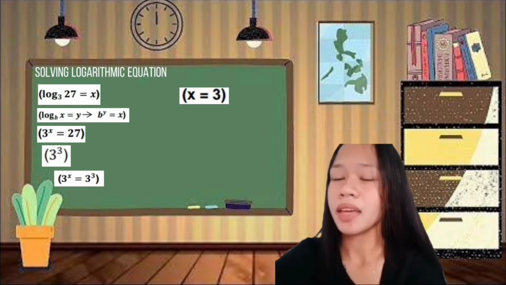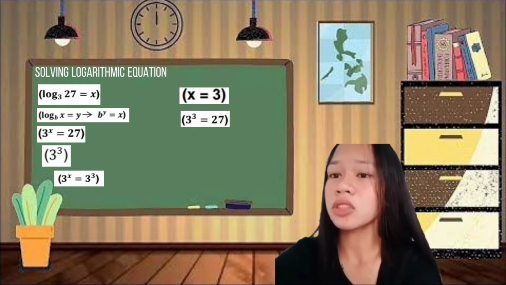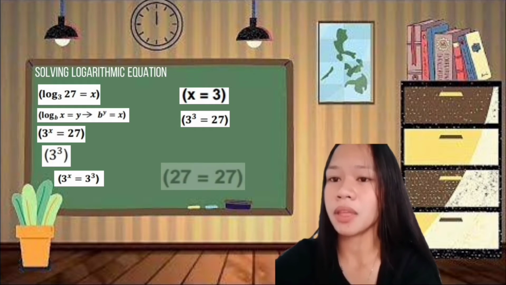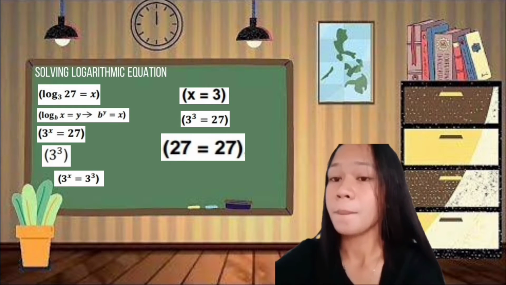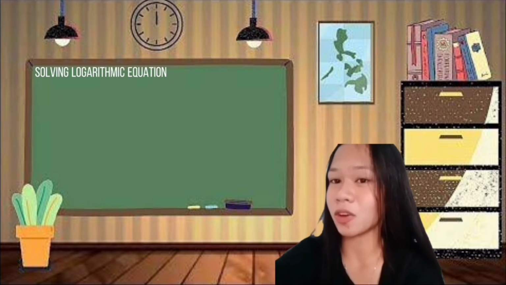To check it, using the exponential form of the given equation, substitute 3 for the value of x, and we will have 3 raised to 3 equals 27. 3 raised to 3 becomes 27, so it will now become 27 equals 27, meaning they are both equal. In conclusion, we can finally say that our solution is correct.